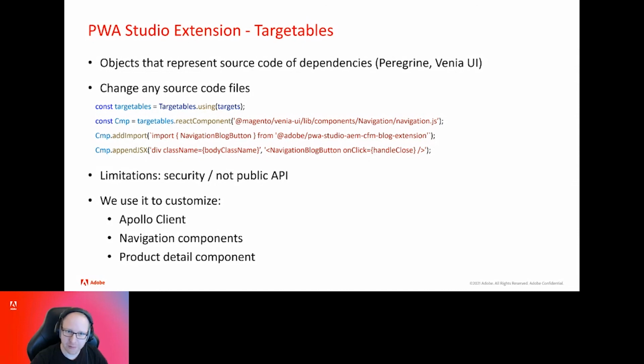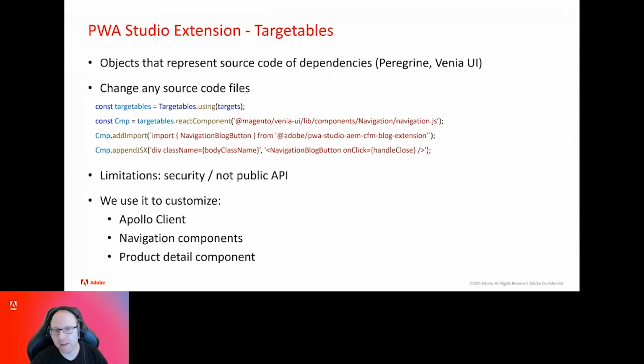One thing I would like to highlight is please be aware that in comparison to targets, Targetables work on source code, and source code is not considered API here. Any customization you apply might break when upgrading to a newer release of PWA Studio. So please use this very carefully. There are also some security limitations here. For example, extensions like the one we built are not allowed to apply these customizations directly. However, we provide some functions which you can call in your project that apply these customizations for you.